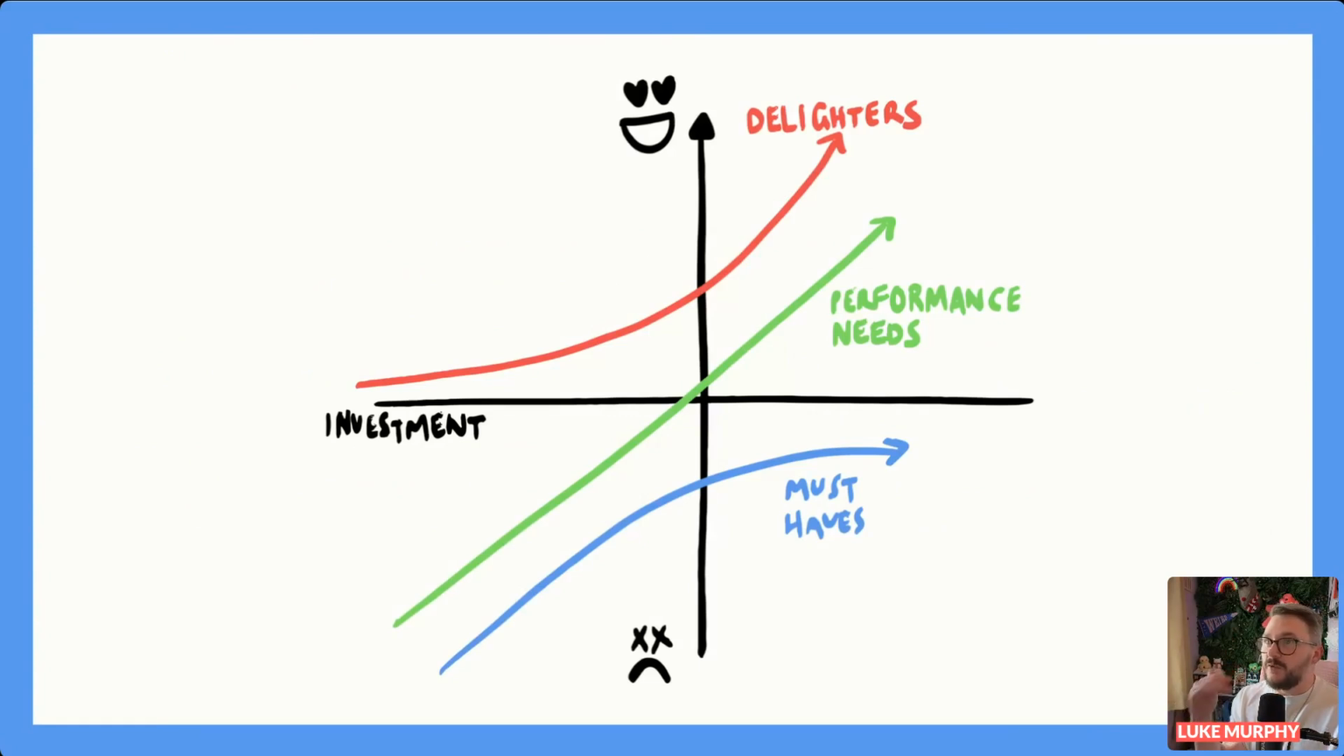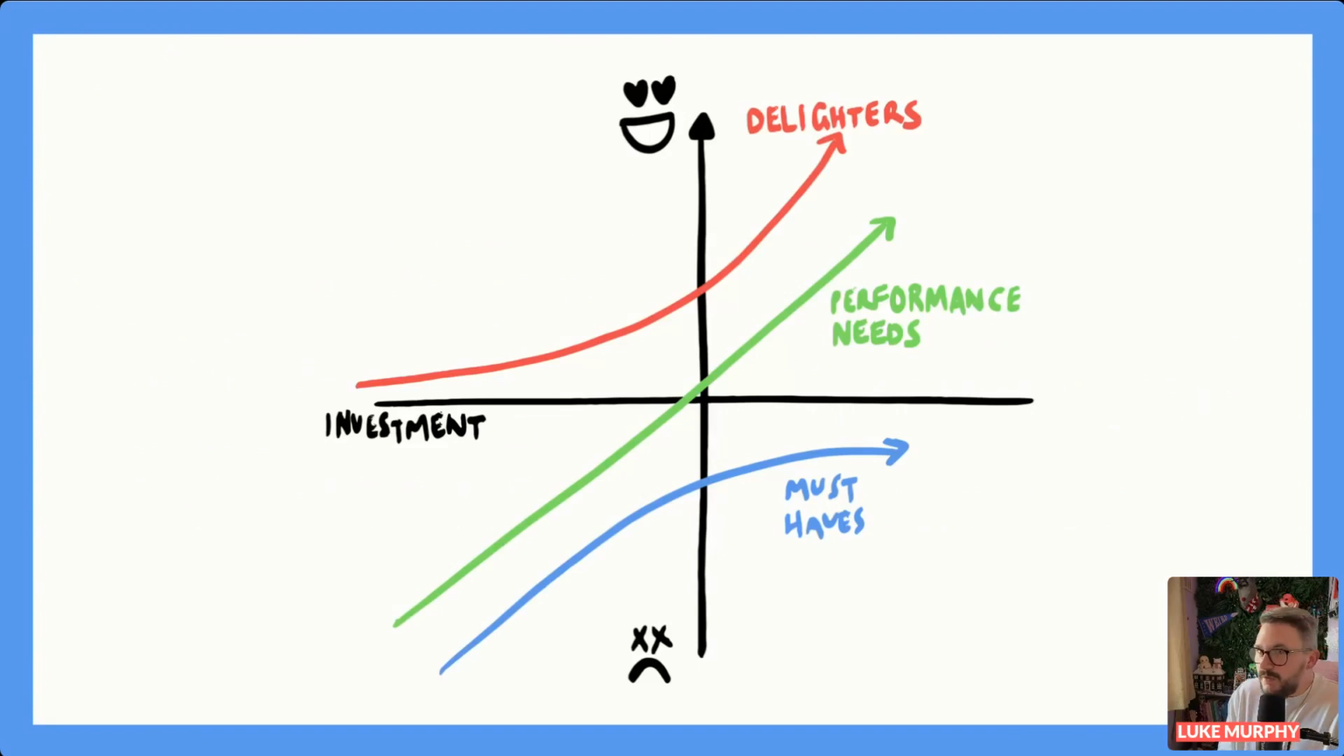It's also interesting that the must-haves, the basic needs, actually do tail off in terms of how much they delight a user. So they'll only get to a certain point before you'll stop getting the benefits of having them. Performance needs tend to work on more of a linear progression, and then delighters actually work on an exponential progression. So the more delighters you add in, the more satisfaction you get.